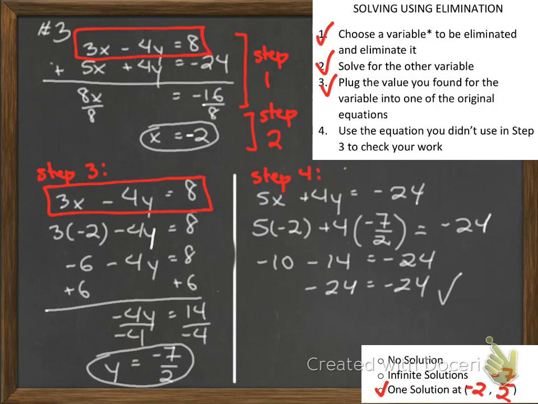And I'd also like to take a moment to point out that just because you have a fraction, a non-integer answer for y, that doesn't necessarily mean you did something wrong. You're not always going to get whole numbers or integers for x and y.